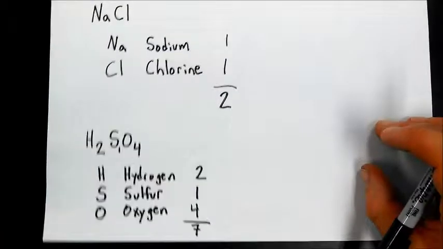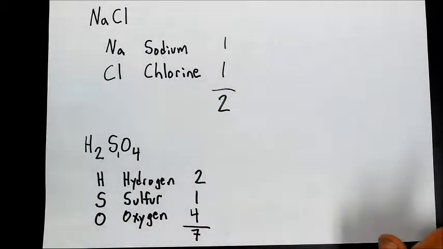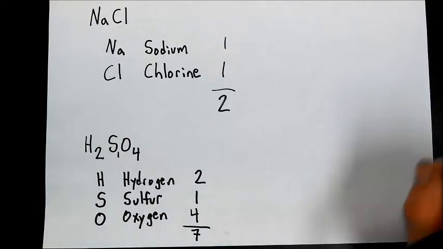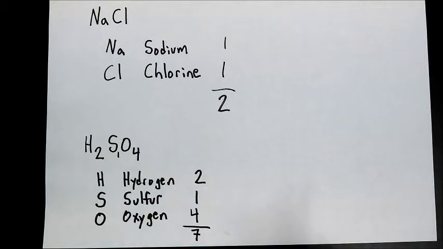This is the basics of how to look at chemical formulas and find out what the different types of elements are and how many of each element there are in one molecule of that substance.